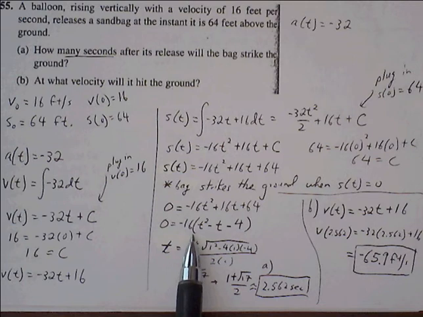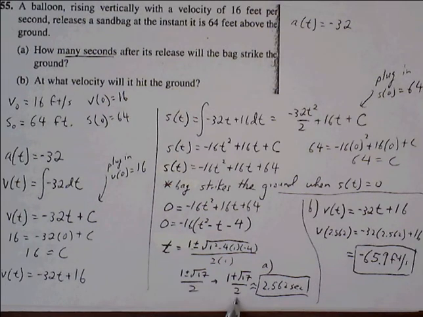If I factor negative 16 out, t squared minus t minus 4 is not going to quite factor for us, so we have to go through the quadratic formula. When we do that, we get 1 plus or minus root 17. We only want the positive value, so 1 plus root 17 over 2, which is 2.562 seconds.